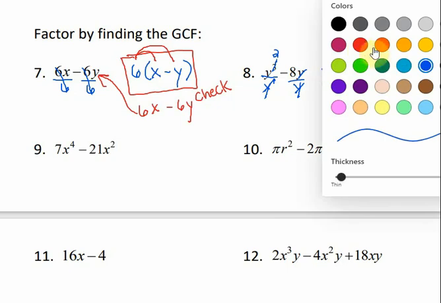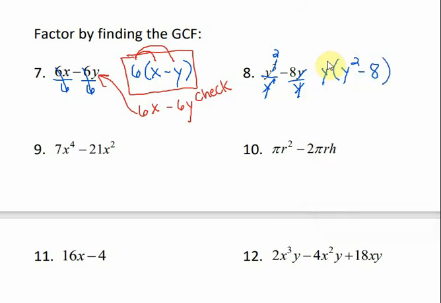So again, if I check it, y times y squared would be y to the 3rd. Y times negative 8 would be negative 8y. All right, and that's what I started with. So that's how I know that my answer is correct.